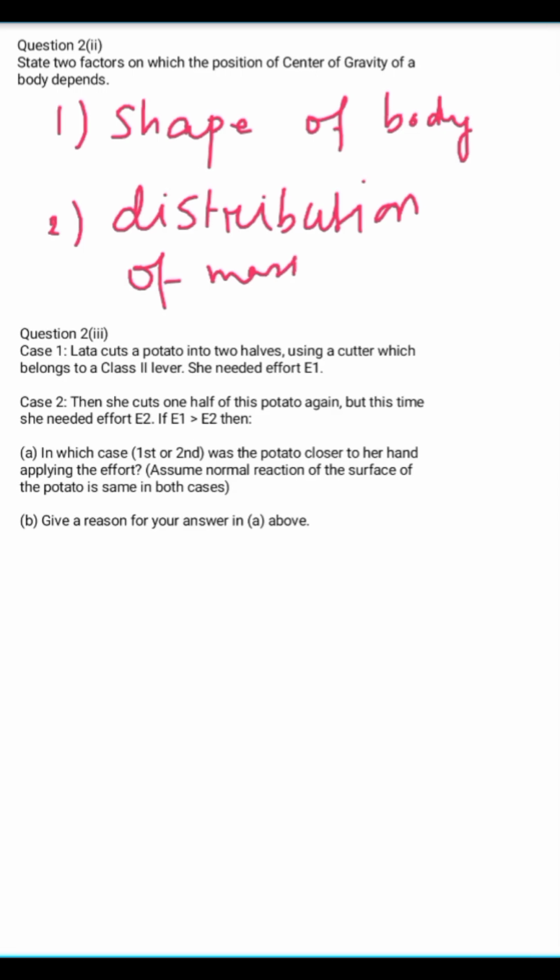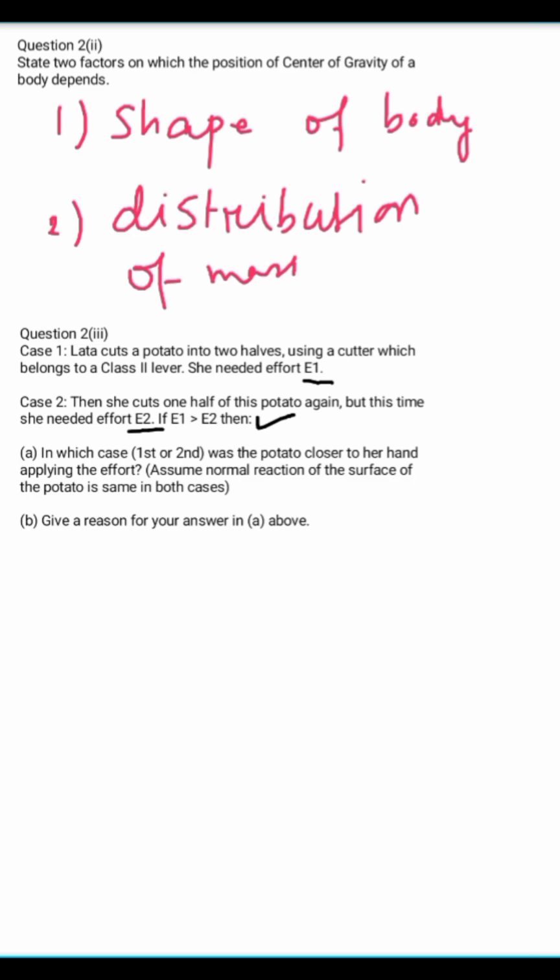Let's read the next question. Case 1. Lata cuts a potato into two halves using a cutter which belongs to class 2 level. She needed effort E1. In the second case, she cuts another half of the potato, but this time she needed effort E2, and it has been given that E1 is greater than E2.